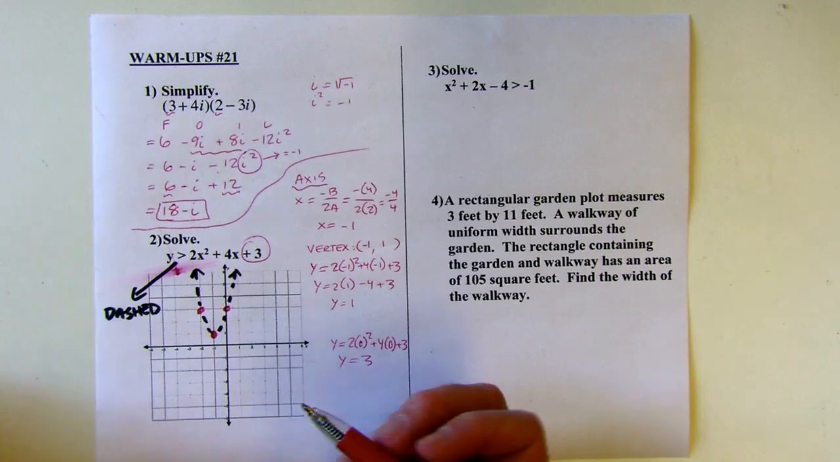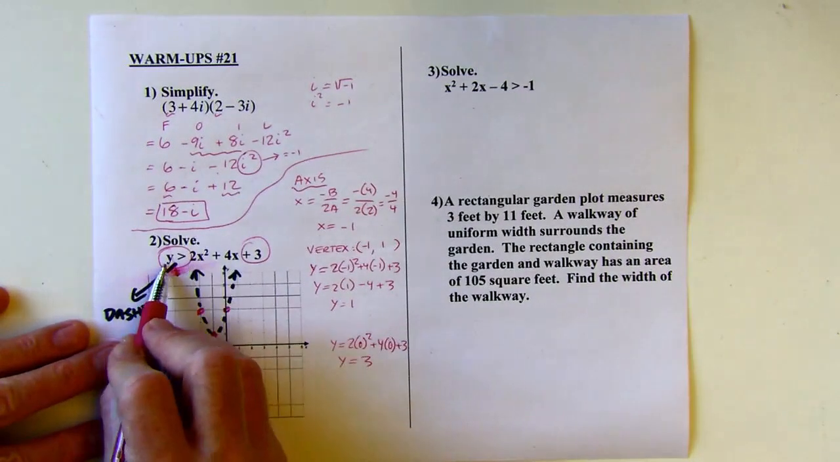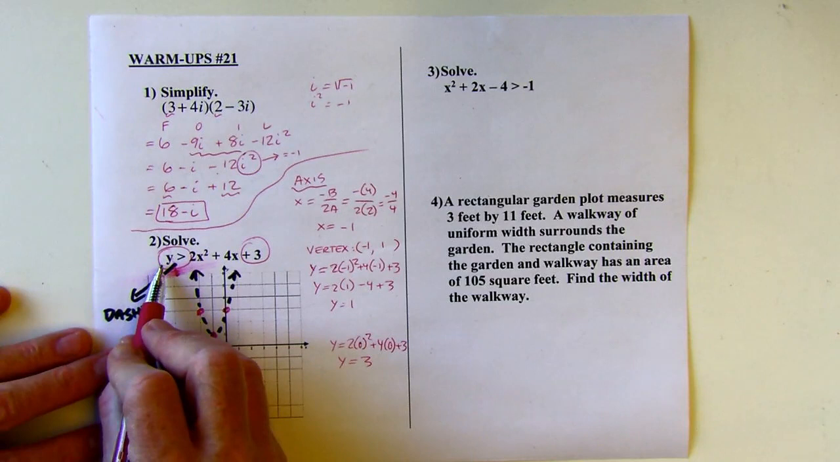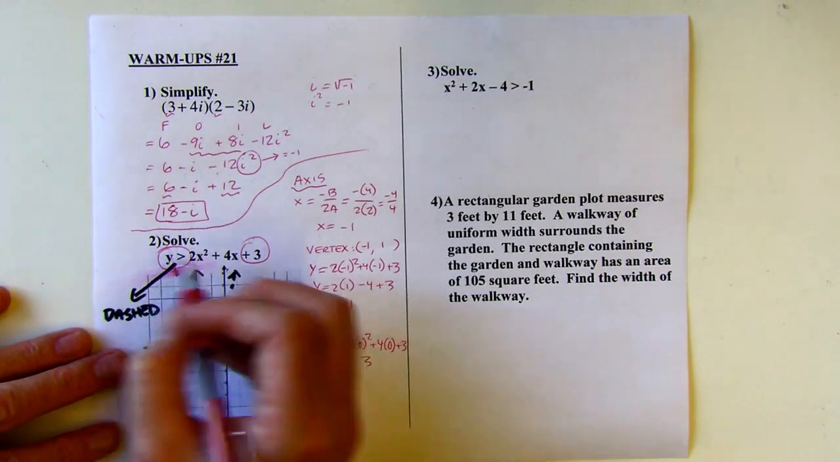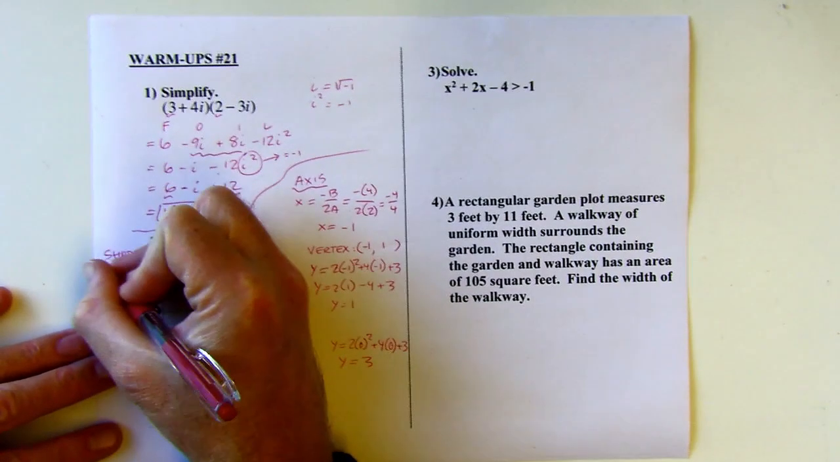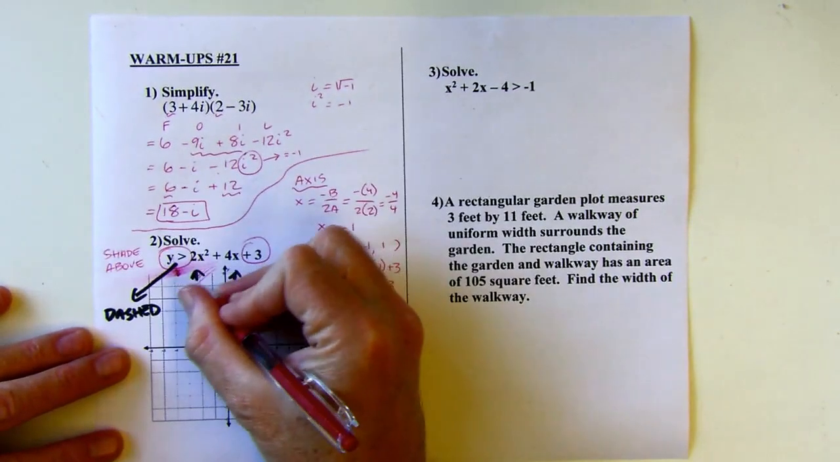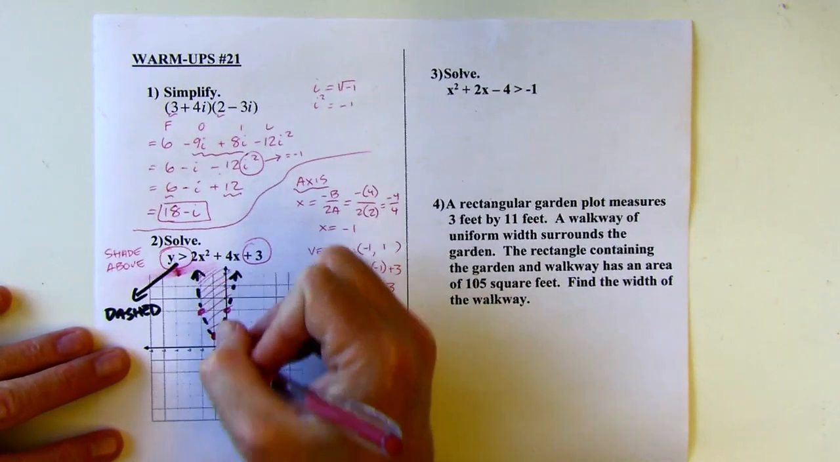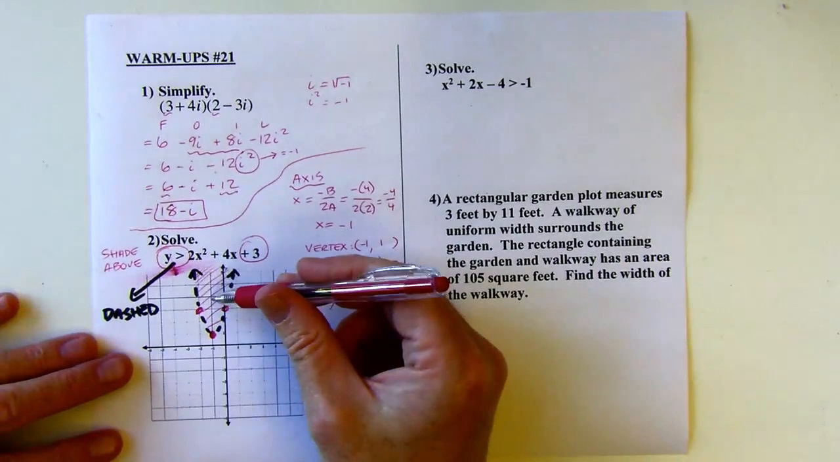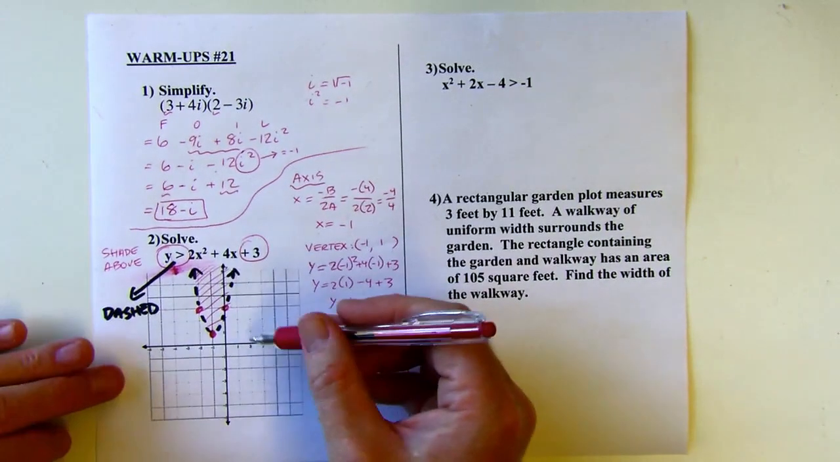Okay, but what I like to do, since this says y is greater than, if you have the y on the left-hand side of the inequality, if it says greater than, you're just going to shade above. And if it says less than, you shade below. So this one I'm shading above. So that puts me above the vertex, which is inside the parabola. So any point in there should satisfy the inequality. Any point outside should not satisfy it.